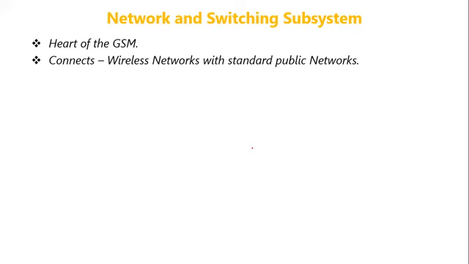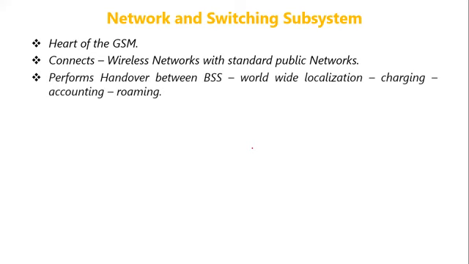The network and switching subsystem connects the wireless network with the standard public networks. So this is the one which connects the wireless network with the standard public networks, and it performs handovers between different BSS. Okay. For performing handover between different BTS, the radio subsystem is responsible. For performing handover between different BSS, the network subsystem is responsible.